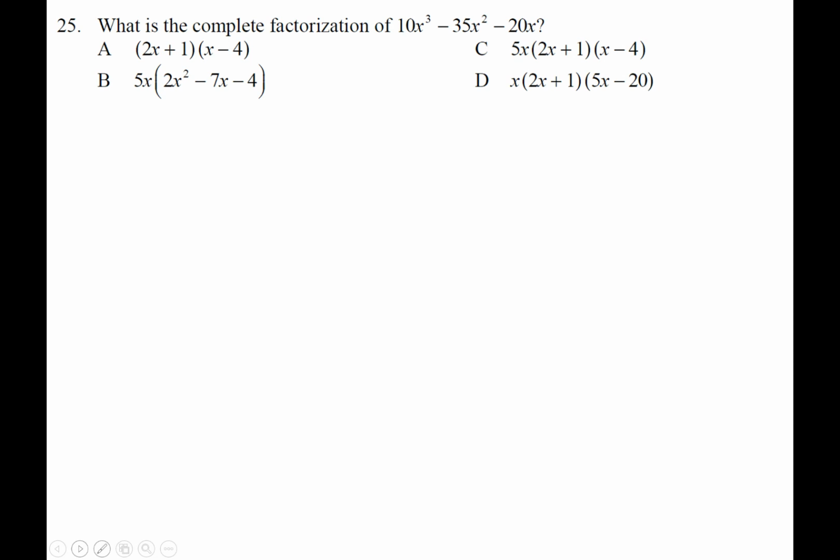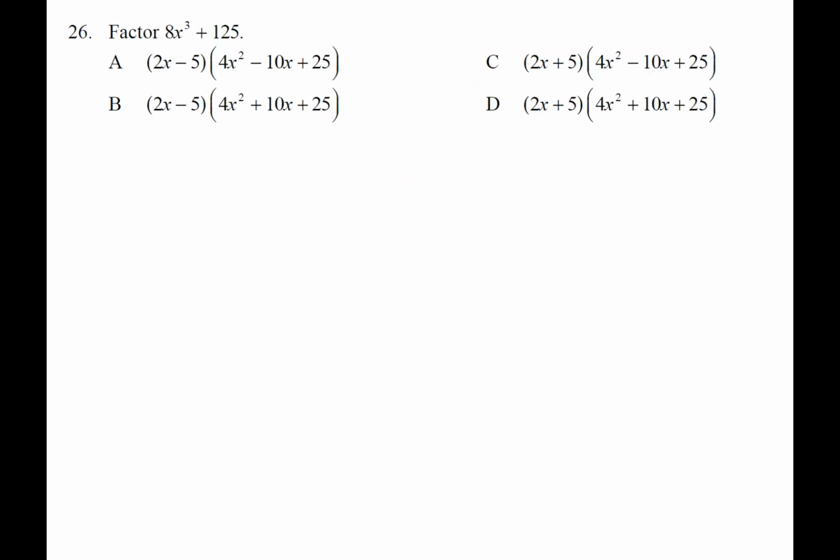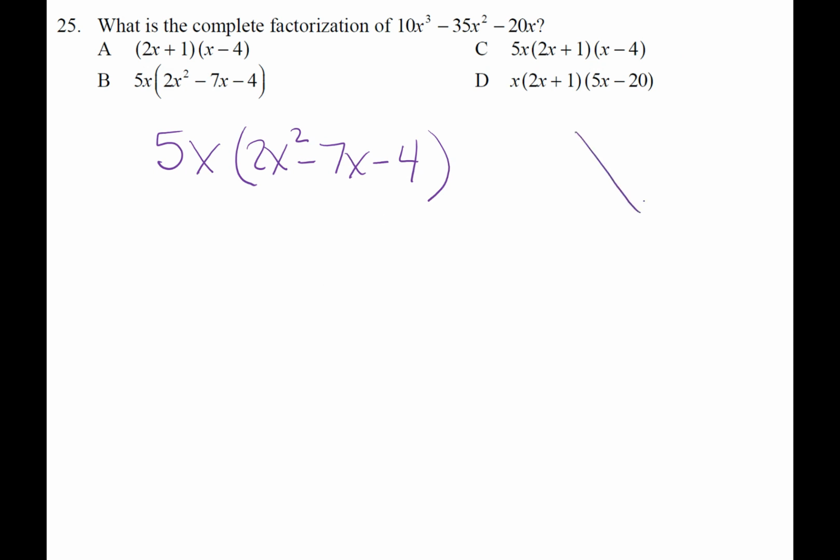I have to completely factor this. So first thing I'm going to do is look for a greatest common factor. It looks like my greatest common factor would be 5x. And I'm left behind with 2x squared minus 7x minus 4. And then I'm going to try a magic x on this back piece here to see if it works. So I need two numbers that multiply to negative 8 and add to negative 7. So I'm thinking negative 8 and 1.